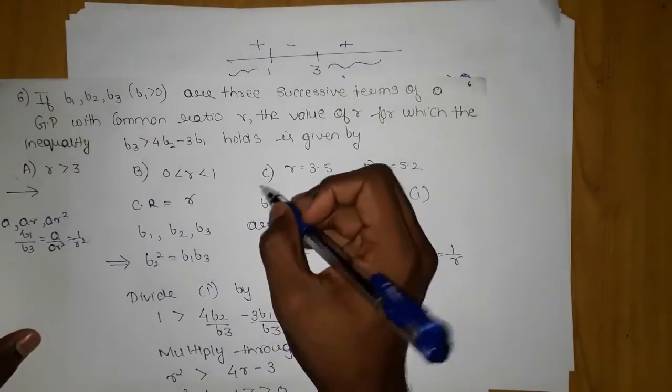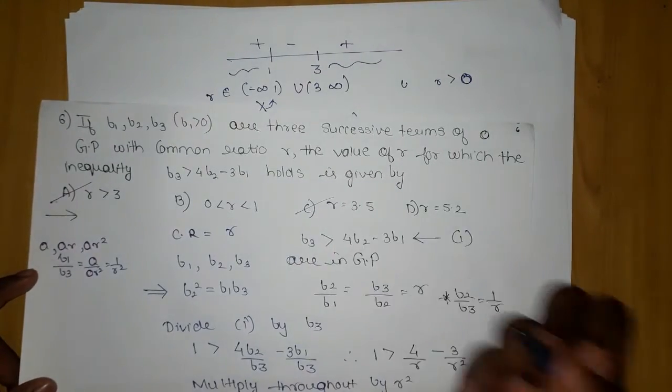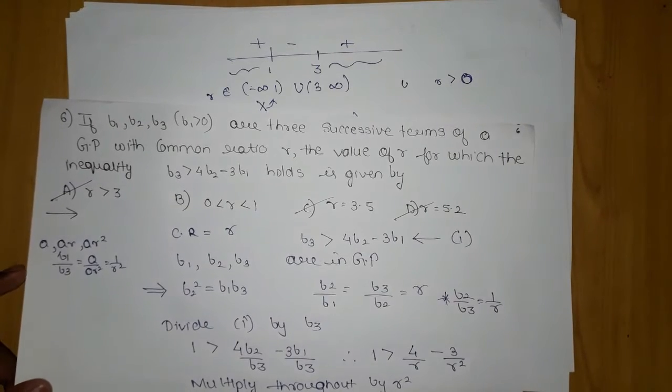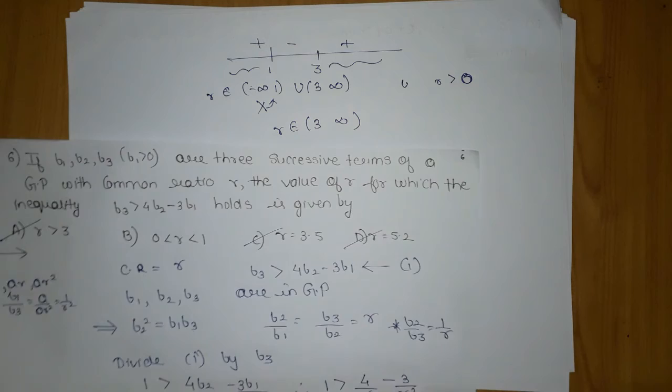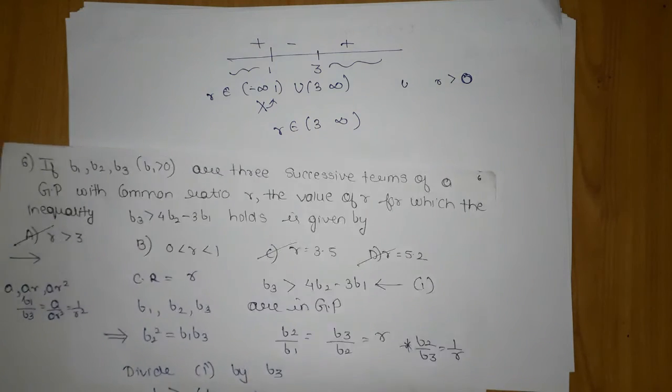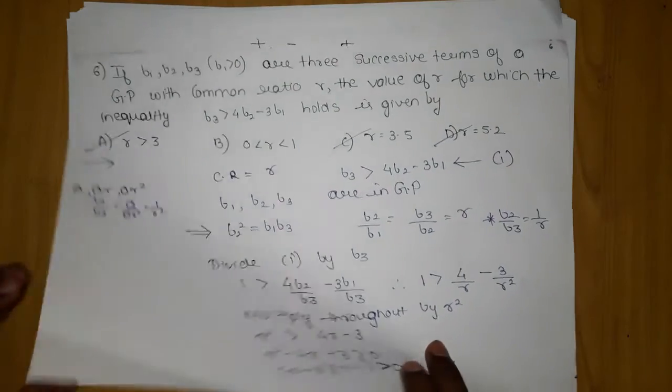So what can be the answers? r greater than 3 can be an answer. r equal to 3.5 is also valid. r equal to 5.2 is also valid. So these are the inequalities which will hold for this given question. So now let's move on to the next problem.